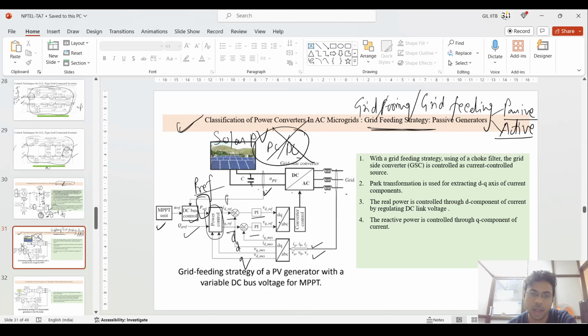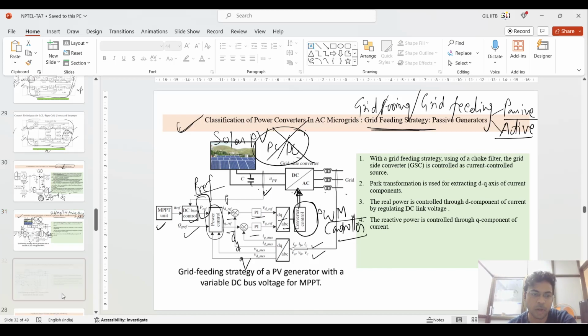Based upon that, the reference which is generated from the DQ frame is converted to ABC, then it is going to this PI controller. Based upon that, again the DQ frame is converted to ABC, then fed to this PWM signal generator, then it is fed to this PWM controller, then it will generate PWM signal, fed to this inverter, which will generate that amount of power which is needed.